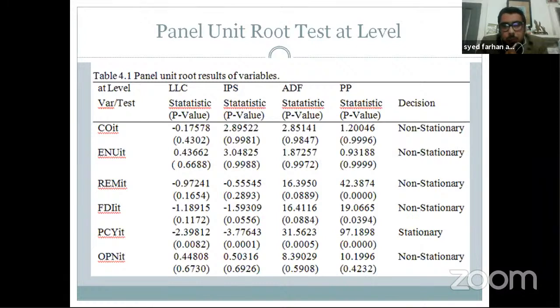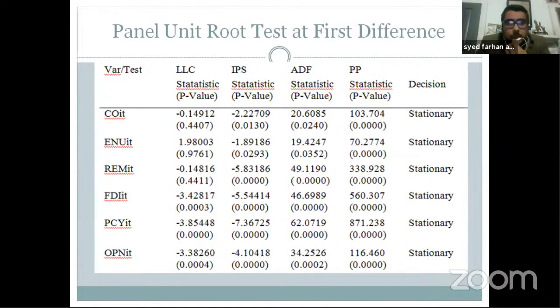If we look at the variables, the majority of variables are non-stationary at level, but one variable is stationary at level, that is PCY. Now coming towards the panel unit root test at first difference, all of the variables are stationary. We can say that some of the variables are stationary at level and some are stationary at first difference.